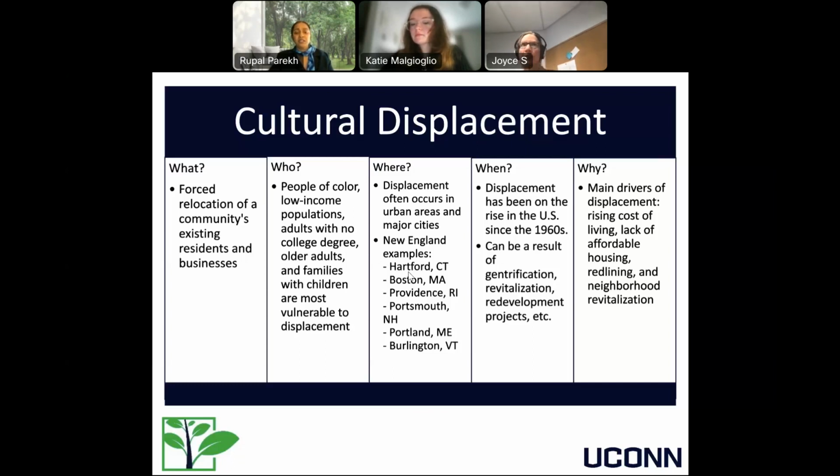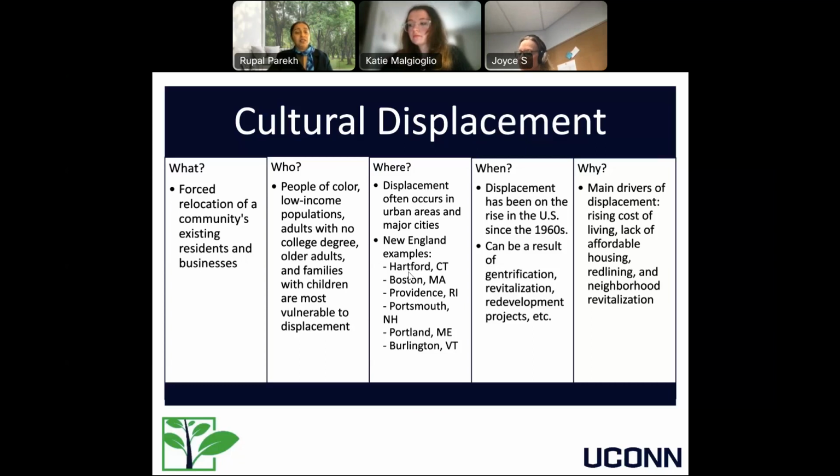Looking at where displacement occurs, it most commonly occurs in urban areas and major cities. In Connecticut, we know that we've seen displacement in Hartford, Bridgeport, and New Haven. In Rhode Island, Providence is very gentrified and seeing residents being displaced. In Boston, residents are being displaced. Boston, Massachusetts is one of the most gentrified cities in the country. Displacement is everywhere, and New England is by no means immune. There have also been records of displacement in Portland, Maine, and Burlington, Vermont. This is not a comprehensive list by any means, just a few examples to put displacement in New England into perspective.